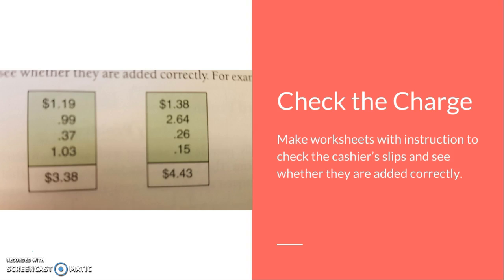Then check the change. You'll have worksheets, and the students will get them, and there'll be problems that a cashier has technically already done, and they're going to try to figure out where they went wrong and what mistake they made. Like maybe instead of adding 37 cents, they added $1.37 instead. And so that is decimal and money activities for the chapter.